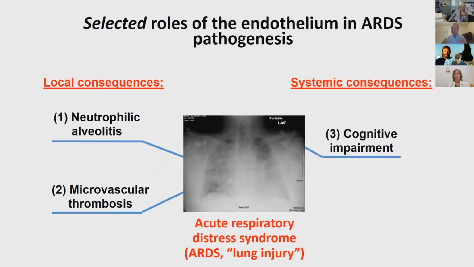I just want to remind people that we know the endothelium is important to ARDS. It's important to the lung injury characteristic of ARDS, and it's important to the multi-system consequences that really contribute to the morbidity of this critical illness. And with that, I'd like to end. I'm going to pass this to my colleague, Dr. Stenmark.